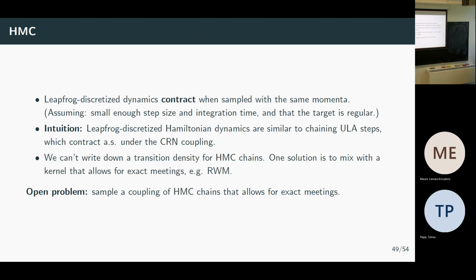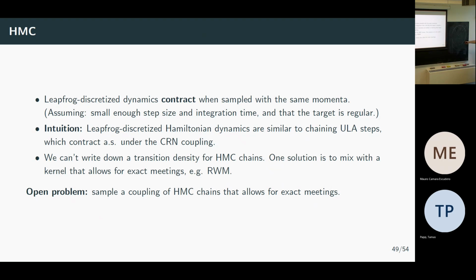So one solution is you mix in something that you can meet with exactly. Pierre Jacob and Jeremy Hang have this paper in Biometrika where they just mix in a random walk Metropolis that allows for exact meetings and, job done. But what did I say? HMC? Oh, sorry. Yes, random walk Metropolis. The slide is correct. I was incorrect.